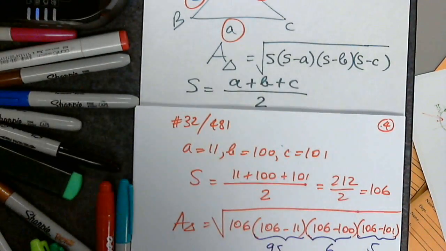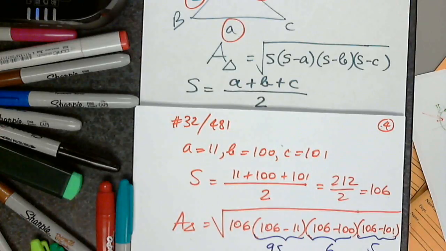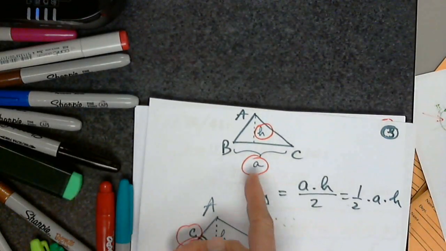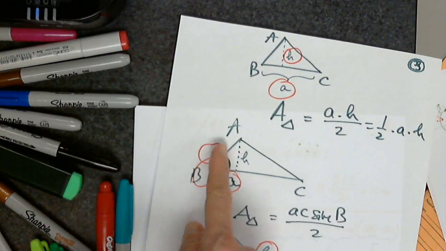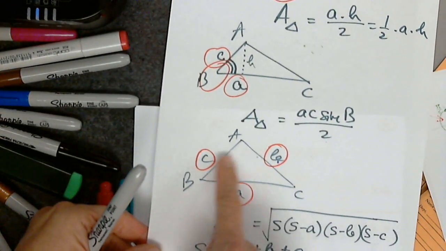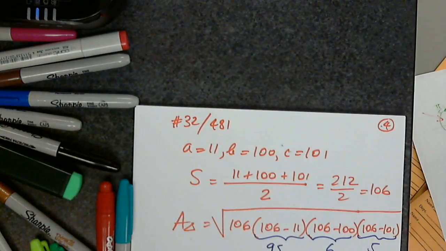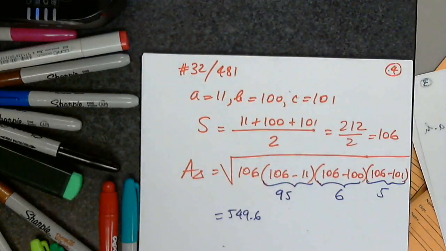All three formulas are very useful for determining the area of a triangle, depending on what you're given. So if you're given base and height, if you're given two sides and the angle in between, or if you're given all three sides. The triangle can be anything. It doesn't have to be a right triangle.